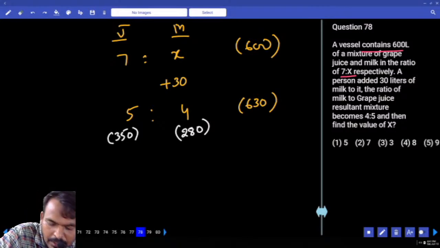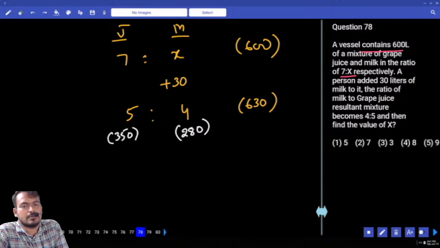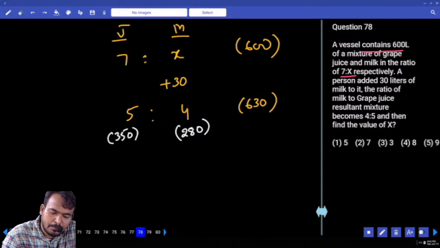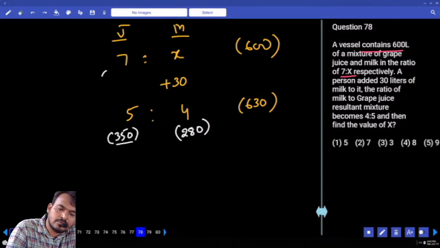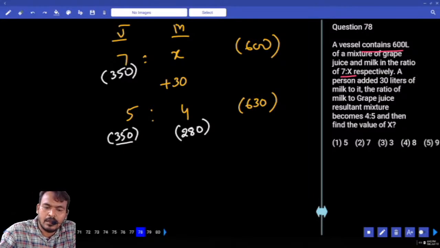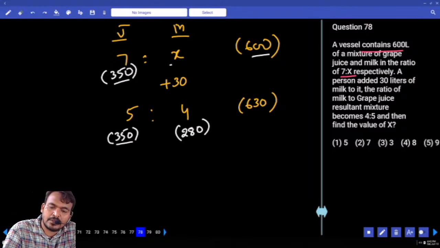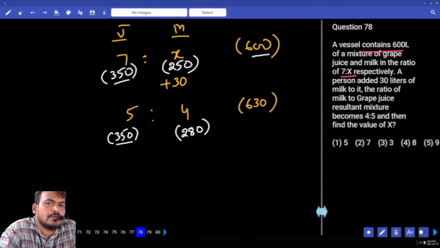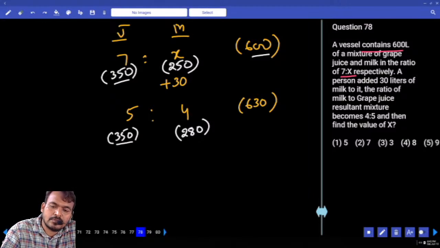4 parts are 280. And here, only milk is added or water is added? Milk. Milk is added or juice is added? Milk. Means juice is constant. What is the final juice? 350. Initial juice is also 350, yes or no? Okay. Out of 600, juice is 350, means the remaining 250 is milk. Yes or no? What is the 7 parts value? 350. 350 represents how many parts? 7 parts. Then 250 represents 5 parts. Then x is how much? 5.